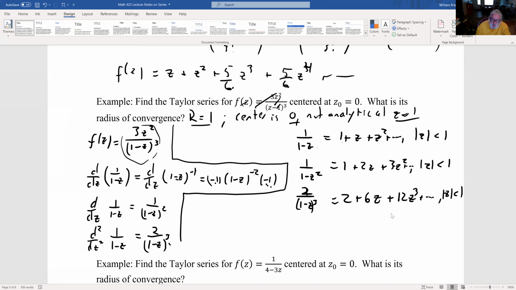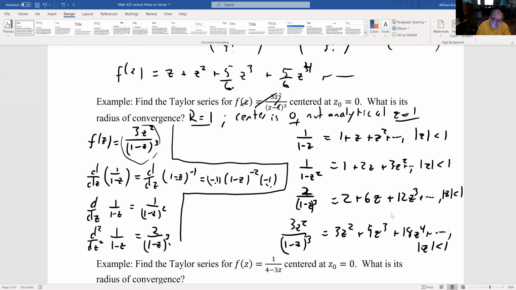So what would that be? Multiply this by 3z squared and divide it by 2. So 3z squared over 1 minus z cubed will be, if we divide it by 2, all this becomes 1, and this becomes 3, and that becomes 6. So we get 3z squared plus 9z cubed plus 18z to the fourth plus dot dot dot, modulus of z less than 1.